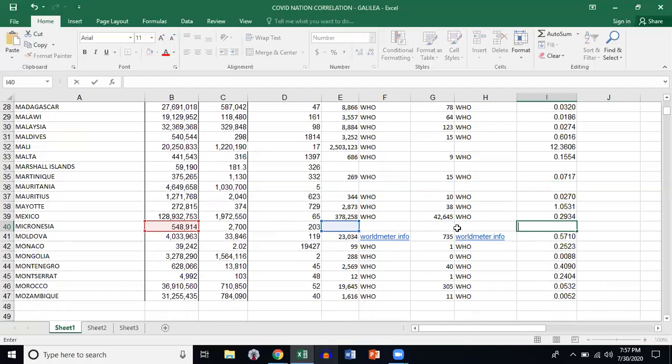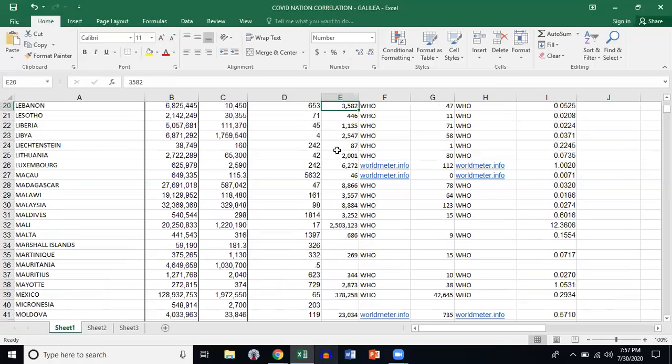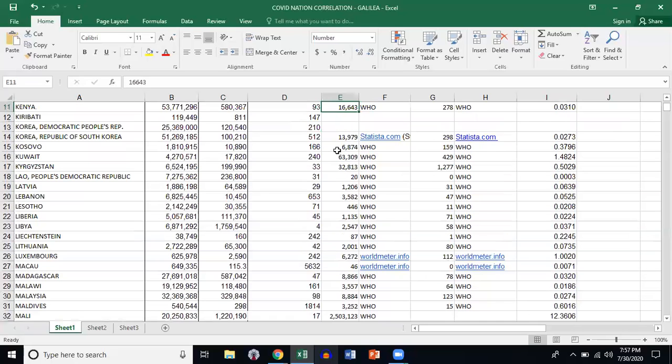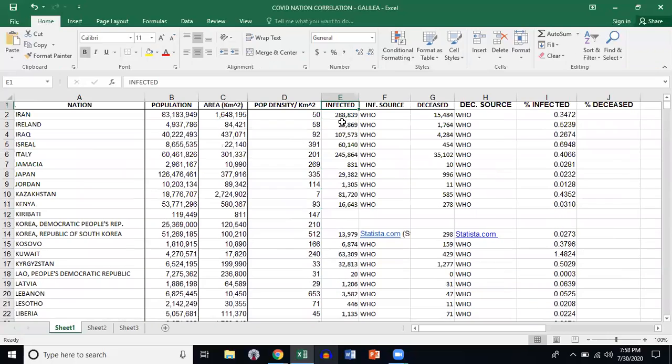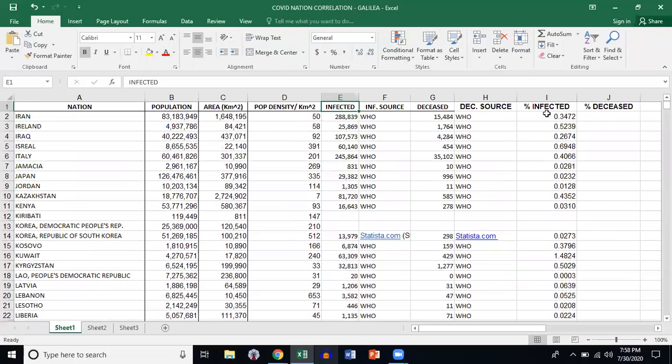You can scroll up, for example, here. Okay, blank, blank. This one, no, this one has infected. So we're looking at infected. All right. Keep going. Okay, here's 2 blank. Okay, good. So it looks like it's done there.